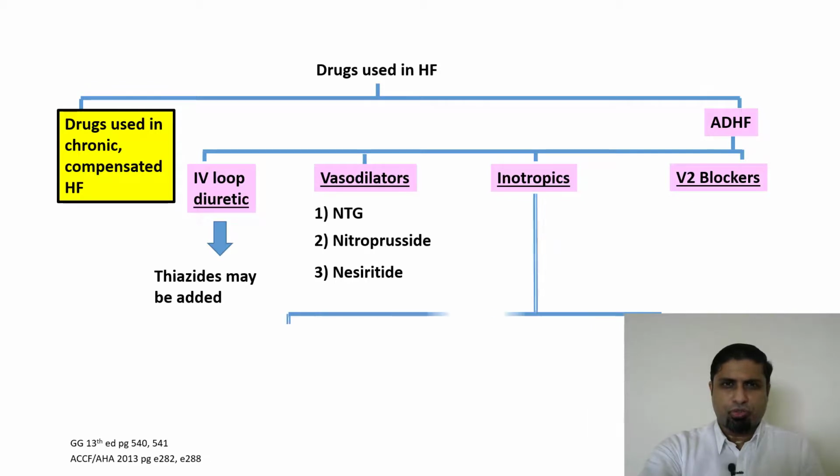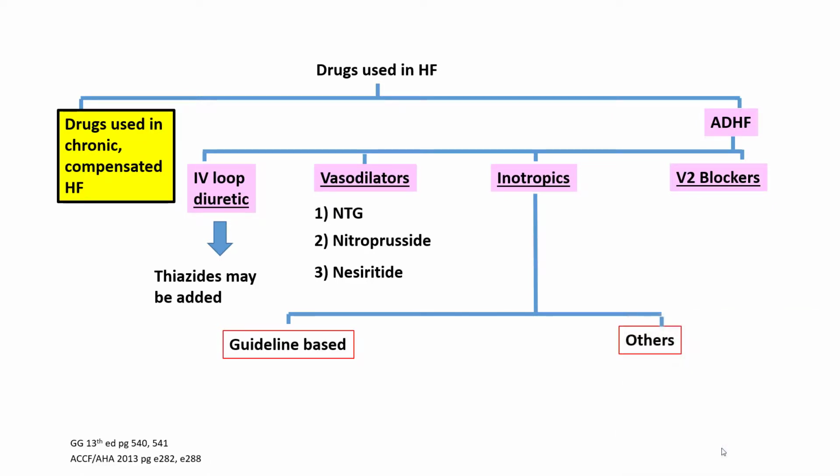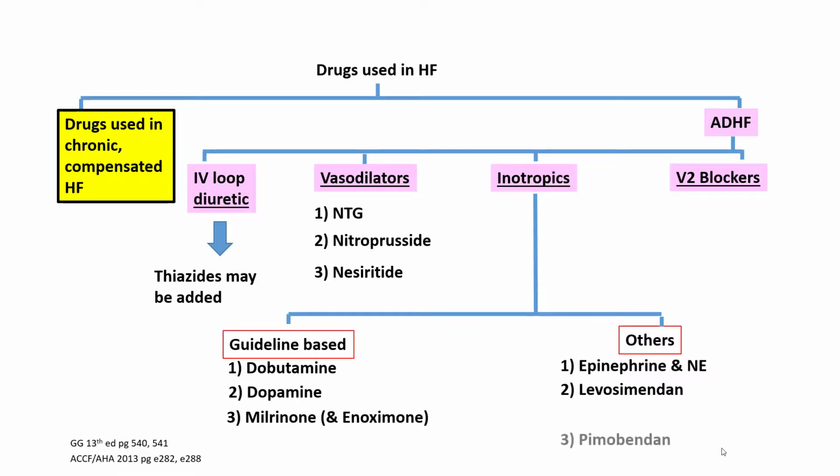The inotropic drugs used for acute decompensated heart failure may be those which are recommended by the guidelines and certain other inotropic agents. Those recommended by the guidelines include dobutamine, dopamine, and milrinone, as well as its congener, inoximone. Other inotropic agents which are used in acute decompensated heart failure as a last resort include epinephrine and norepinephrine, levosimendan and pimobendan.